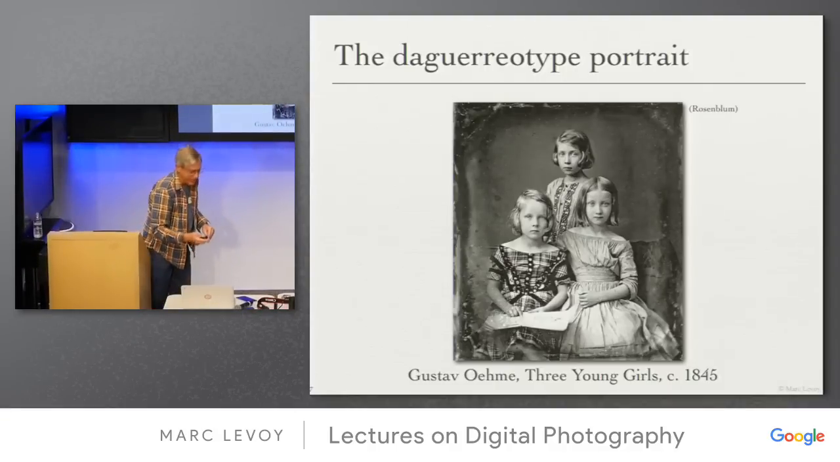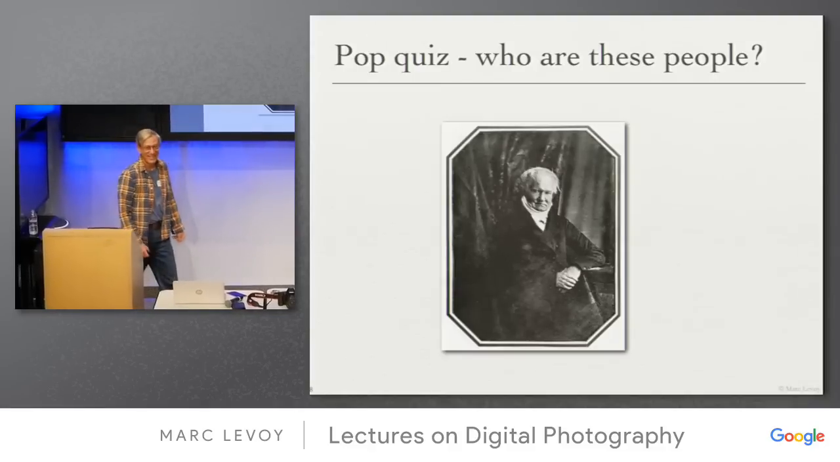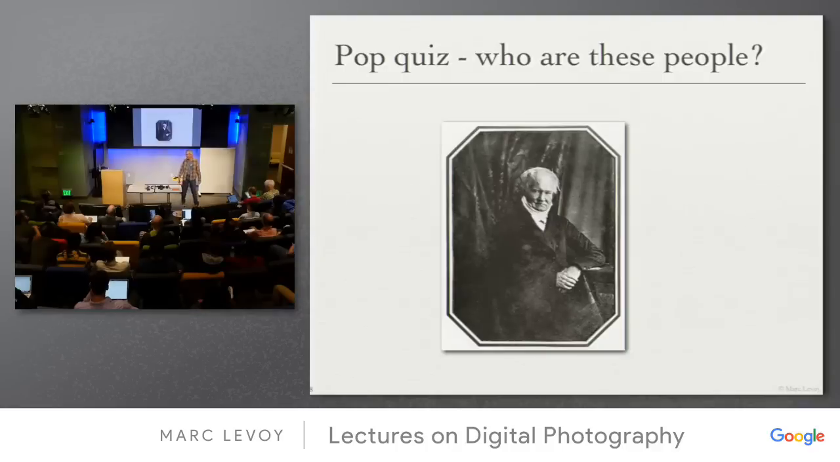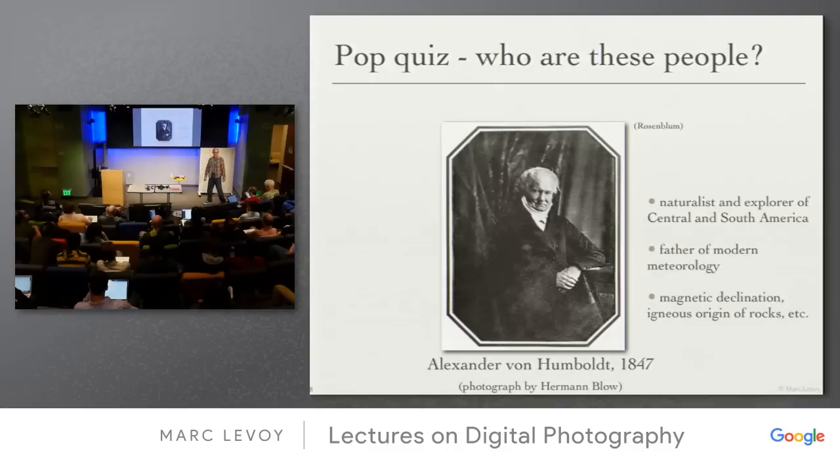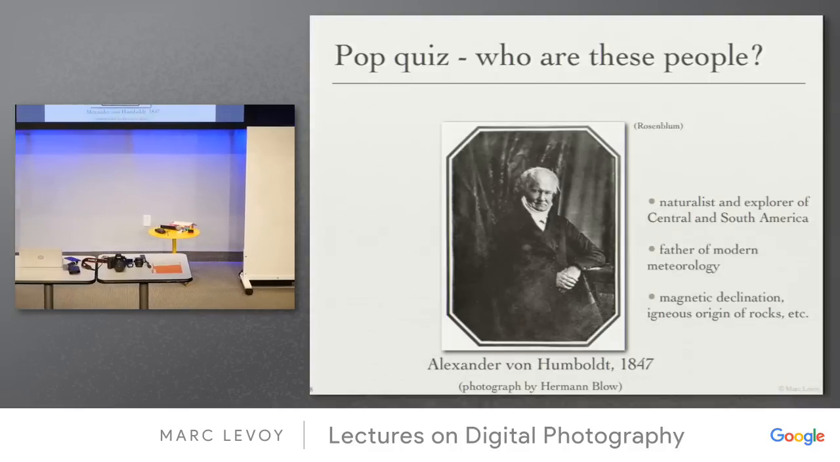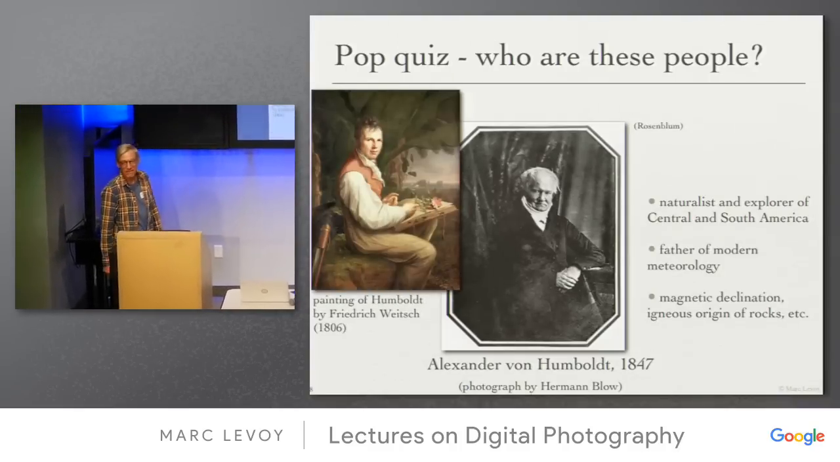Okay, so let's have some fun. Who are these people? Anybody know who this is? Let's start with some hard ones. That's Alexander von Humboldt, the South American explorer and father of meteorology. He wasn't always quite this ugly. Here's a painting of him when he was younger.